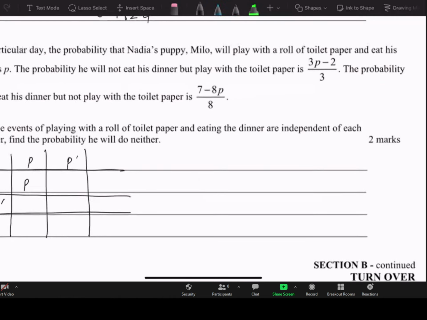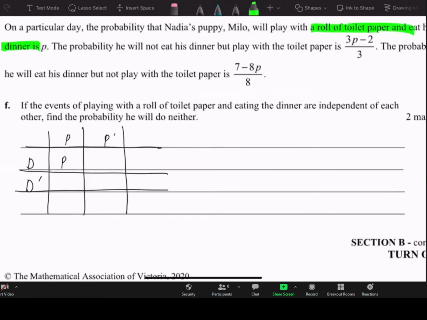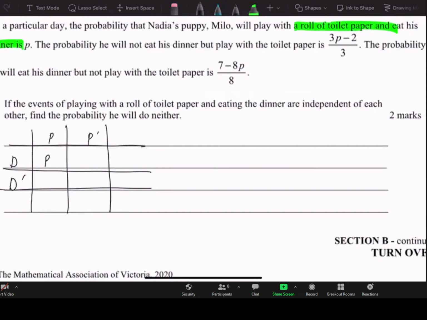So the first thing we know is that if he's going to play with the paper and eat his dinner, it's P, so that would be the intersection of those two, so that's why it's there. Next thing is not eating his dinner but playing with the toilet paper. Not eating dinner is this box, so 3p minus 2 on 3. And the other one is eating his dinner but not playing with the toilet paper, so that would be this box, 7 minus 8p on 8. The events of playing with the paper and eating dinner are independent, so find the probability he'll do neither. So we want the answer in here.